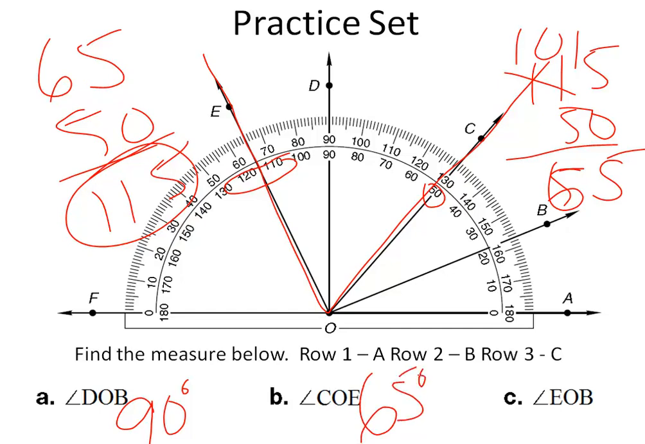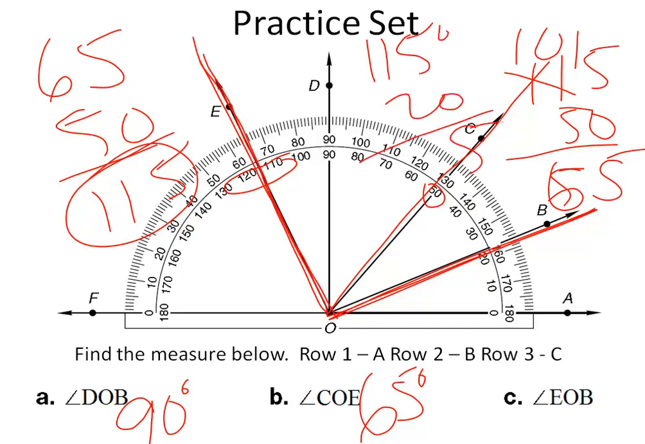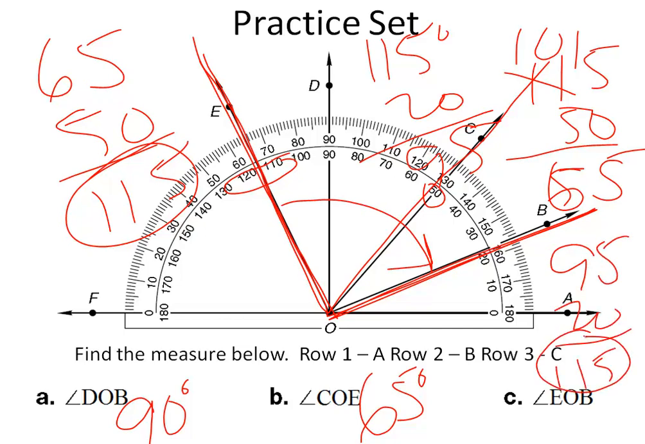And then EOB. So you're going to have 115 again. And you're going to have 20. So when you subtract those, it should be 95 degrees from here to here. Let's make sure that's right though. 95 plus 20 is 115. That's right. So EOB is 95. I hope you're able to see how to do that.